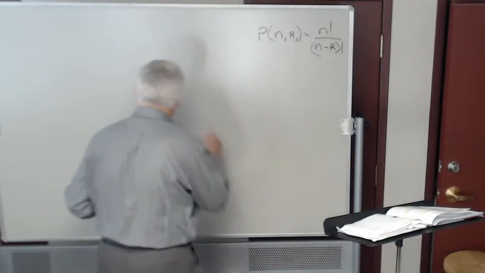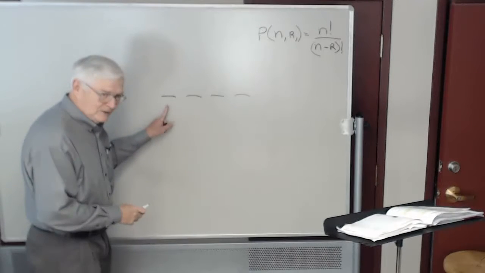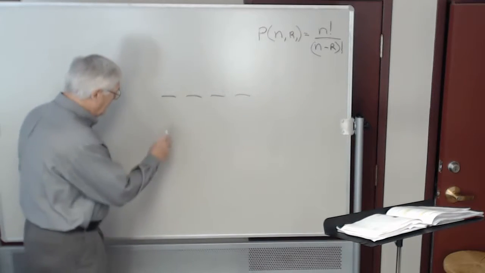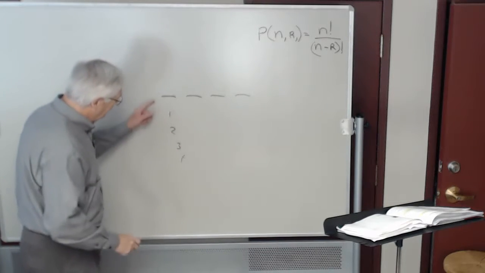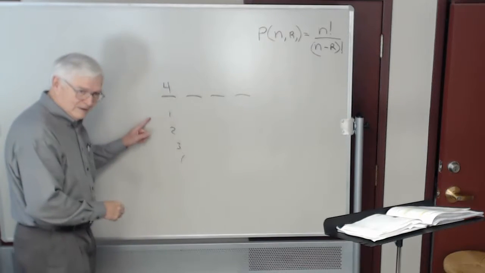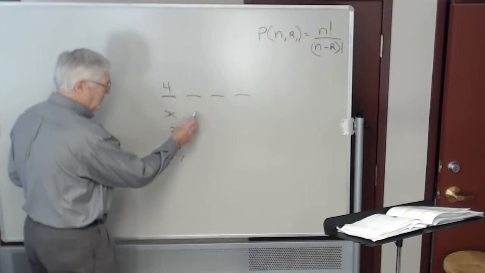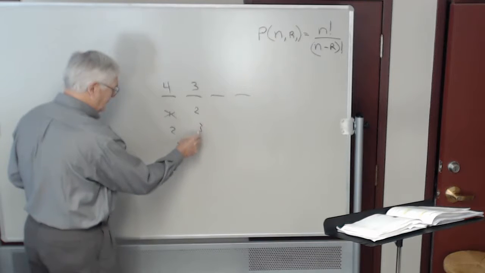So if I have 4 chairs, how many people go on the first chair? I have 4 people. 1, 2, 3, 4. So I have 4 choices here, right? If I use person 1 here, how many choices are left for over here? 3. 3, because I have 2, 3, and 4.